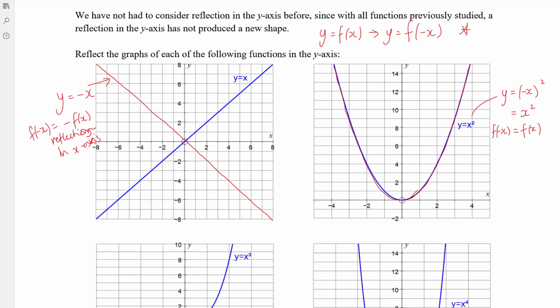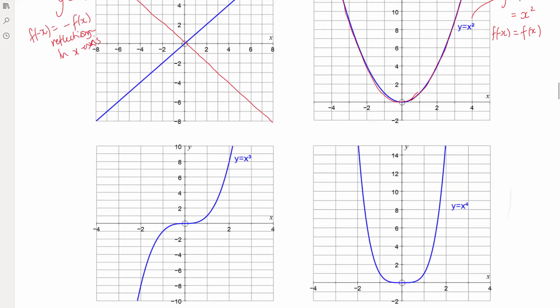So in the first example, the linear graph, the reflection in the y-axis was the same as the reflection in the x-axis. In the second graph, the parabola, the reflection in the y-axis is just the same as the original graph, so no reflection. So therefore, it wasn't relevant to think about in the context of the parabola.